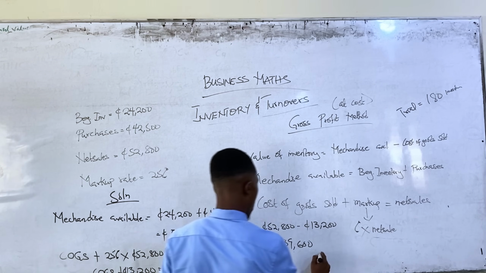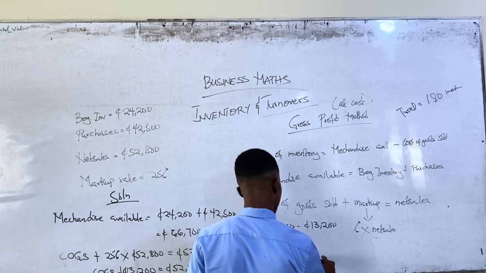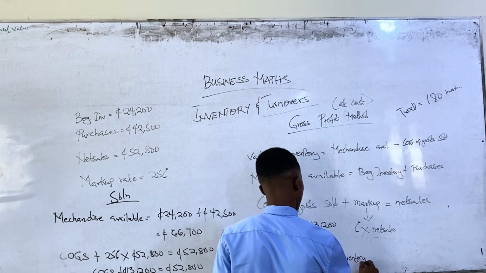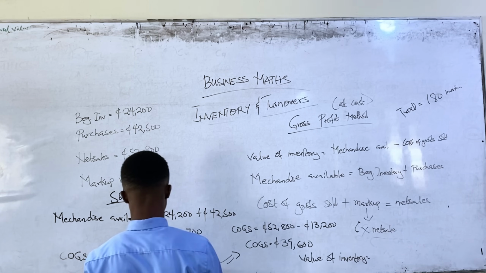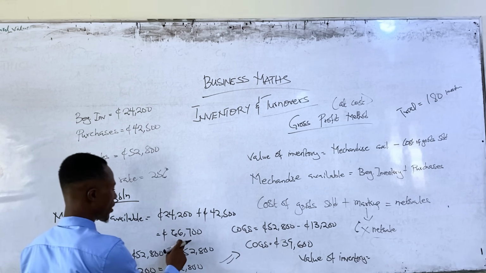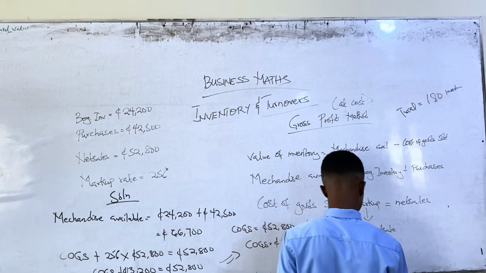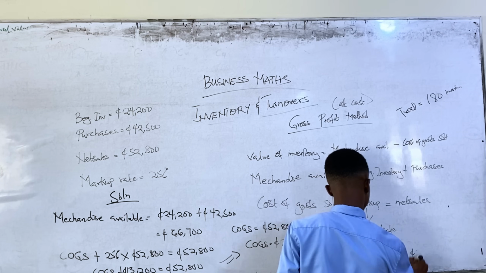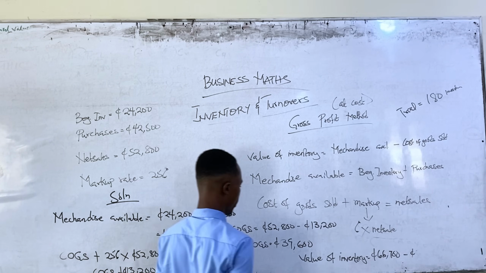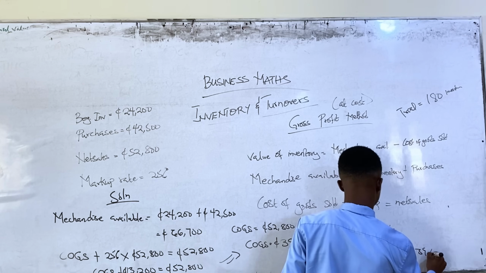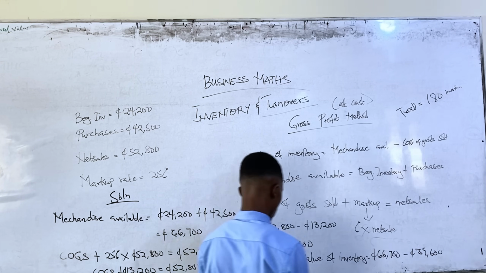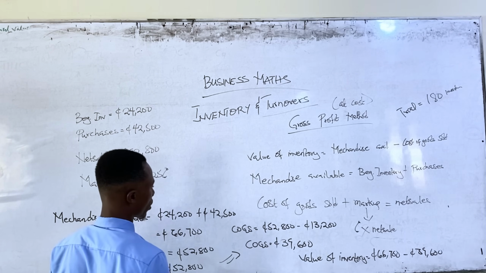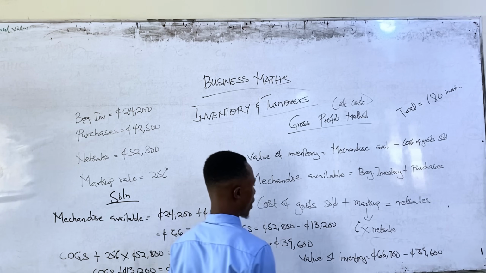So we know our value of inventory is equal to what? The merchandise available for sale, which is 66,700, minus the cost of goods sold, which is 39,600, right? So we solve for the difference and we have 27,100 as our final answer.